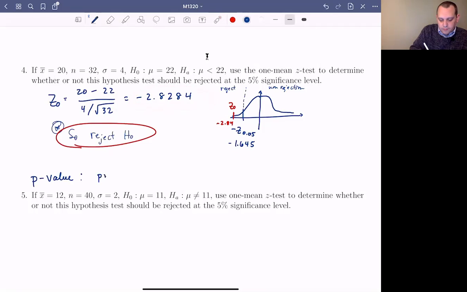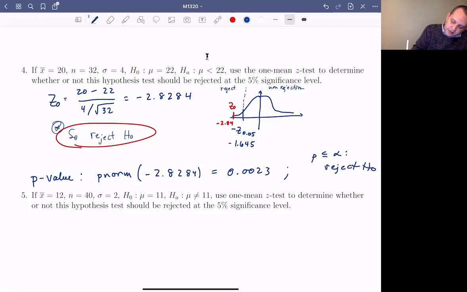We would look at pnorm. In other words, what's the cumulative probability up to that value, negative 2.8284? It turns out that's going to be 0.0023. Since p is less than or equal to alpha, that means that we reject the null hypothesis. So we'll always reach the same conclusion whether we use the critical value approach or the p-value approach.